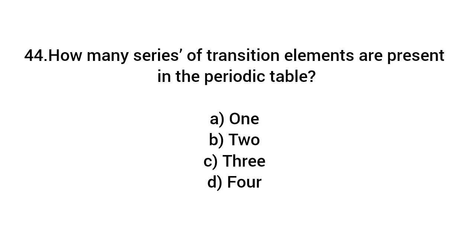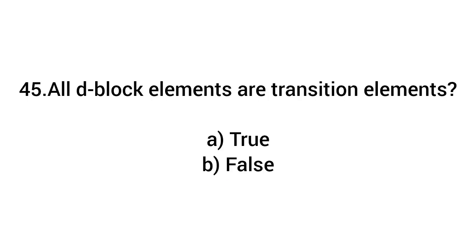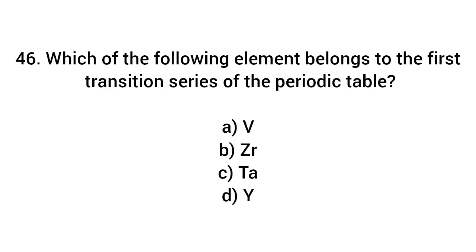How many series of transition elements are present in the periodic table? Correct option is option D, 4. All D block elements are transition elements. Correct option is option B, false. Which of the following element belongs to the first transition series of the periodic table? Correct option is option A, vanadium.